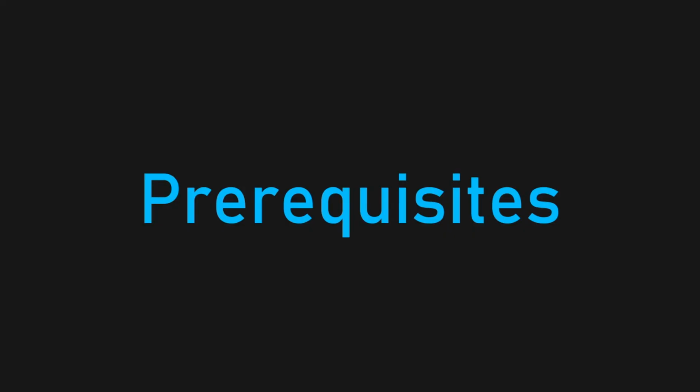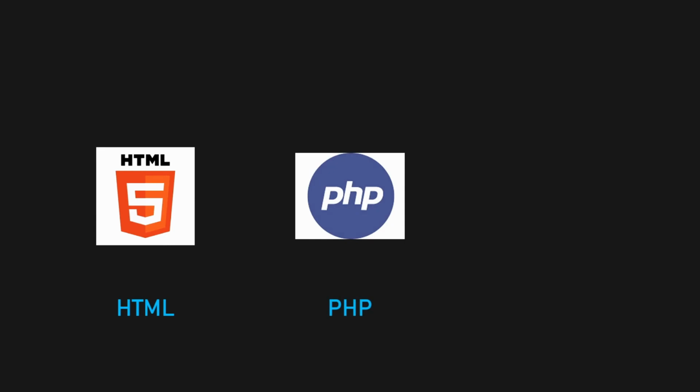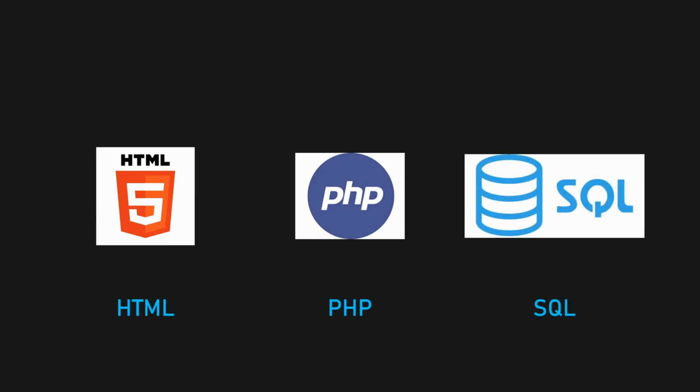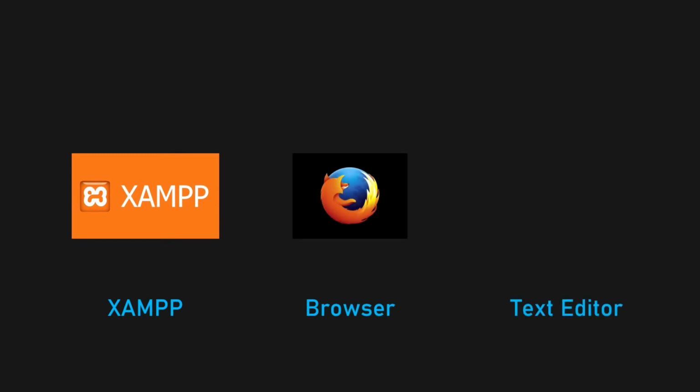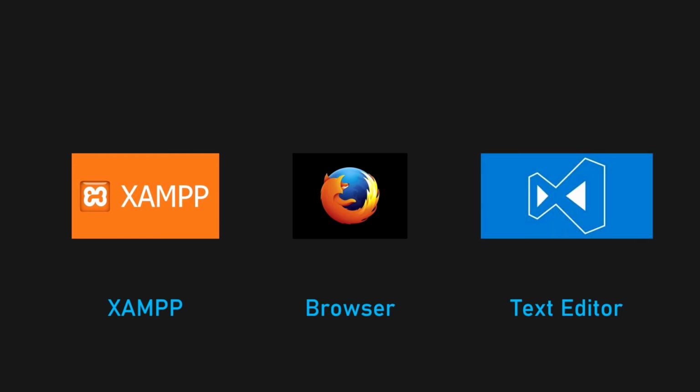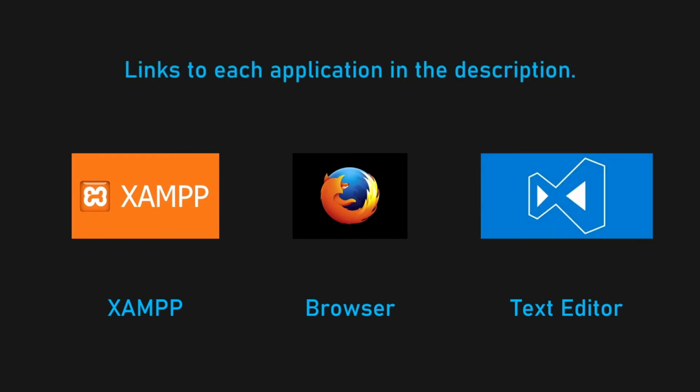I do have to mention, before you start this series, there are a couple of things you do have to know and a couple of applications that you need installed. In terms of languages that you need to know, you do need to understand HTML, understand the basics of PHP, and know SQL. You also need XAMPP installed and configured to a certain folder where all of your PHP files will be. You also need a browser. In my case, I will be using Firefox. And finally, a text editor, and I will be using Visual Studio Code. There will be links to each application's download in the description.